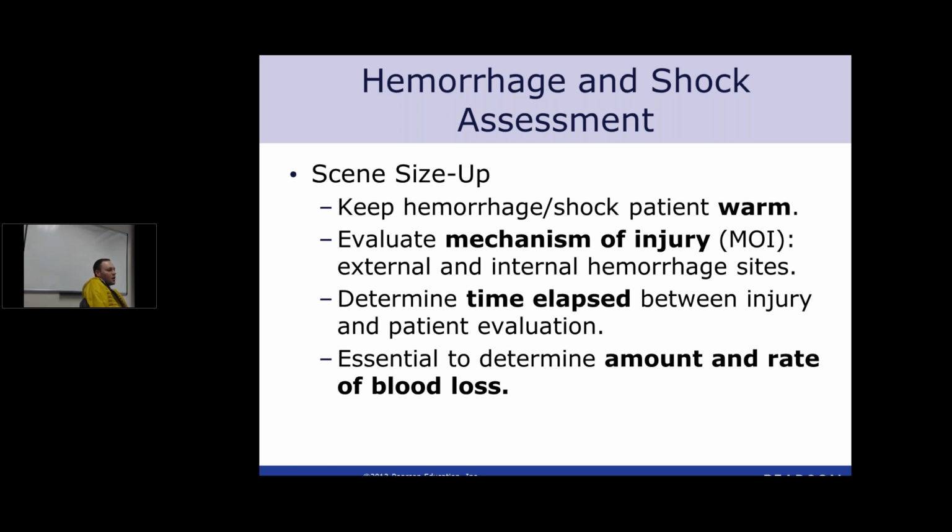All right. So, any kind of shock patient, you want to keep them warm, right? You want to make sure you know the mechanism of injury so that you can account for any possible internal hemorrhage or spine injury or whatever. That mechanism of injury is always extremely important. Determine the time elapsed between when the injury occurred and when you found them, and the amount of blood loss that they have. Sometimes that's difficult to assess, but that's needed, especially when you're calling it in. How much have you given? How much has the patient lost? Those are all super important factors.